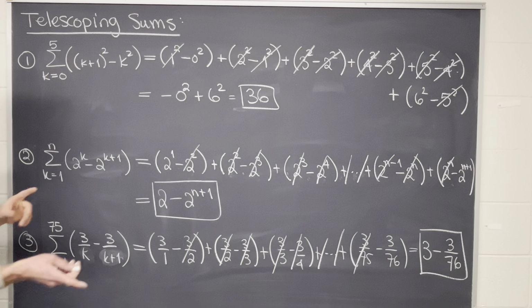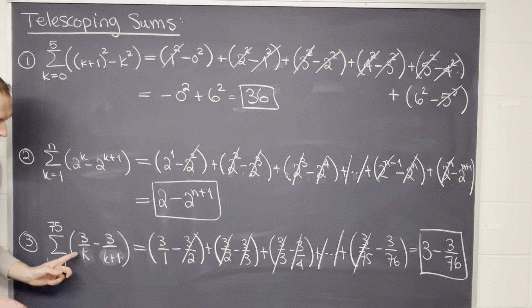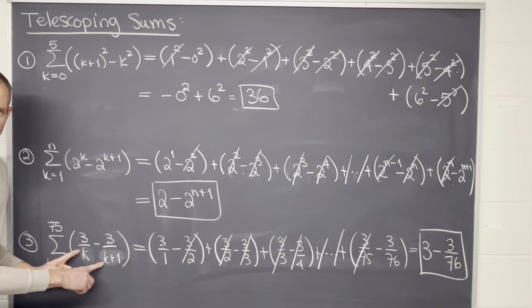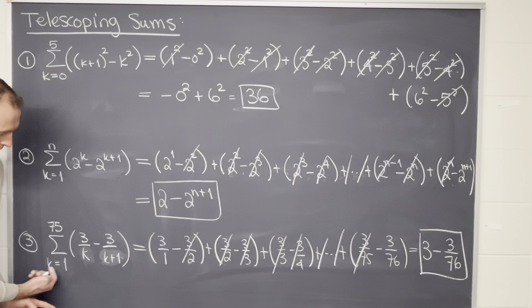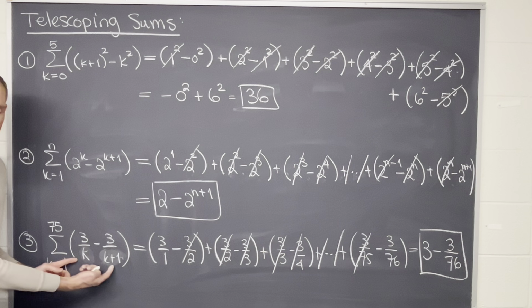Now, one thing that I want to point out, which is completely unrelated to telescoping sums, is if you go back to the beginning of the video, these were i's. I made a typo, so k is equal to 1 up to 75, and this is 3 over k minus 3 over k plus 1. But I simply just fixed that, okay?